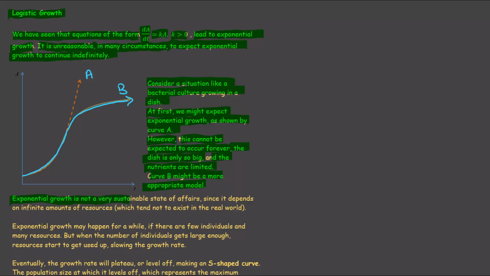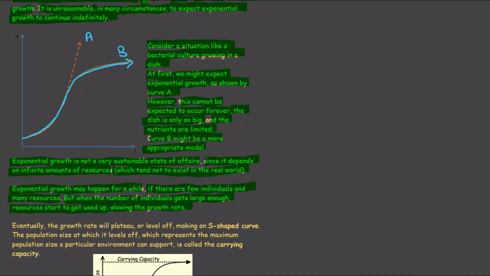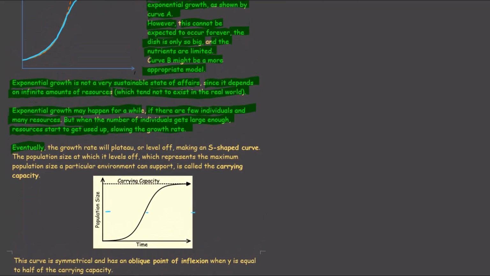Exponential growth is not a very sustainable state of affairs, since it depends on infinite amounts of resources, which tend not to exist in the real world. Exponential growth may happen for a while, as we saw with the curve above, if there are few individuals and many resources. But when the number of individuals gets large enough, resources start to get used up, slowing the growth rate. Eventually, the growth rate will plateau or level off, making an S-shaped curve.